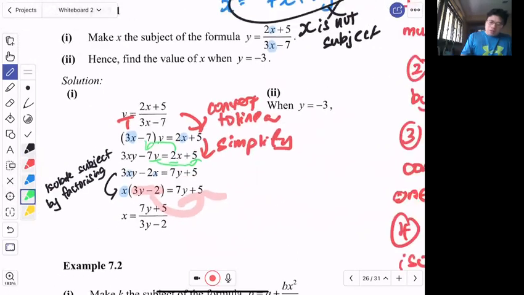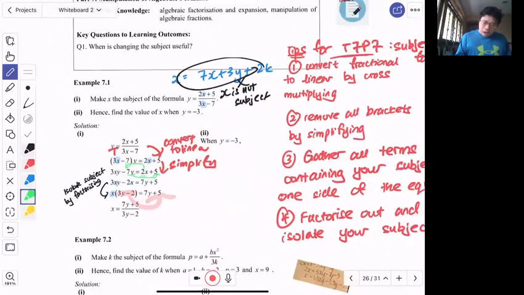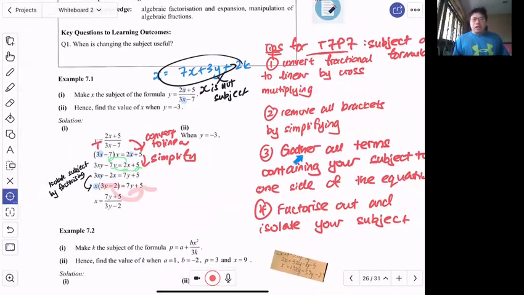It is because if I want my x to be the subject, remember tip number 3: gather all the terms containing your subject to one side of the equation. Only when I bring 2x to the left can I factorize out my x and isolate my x. Is that okay?